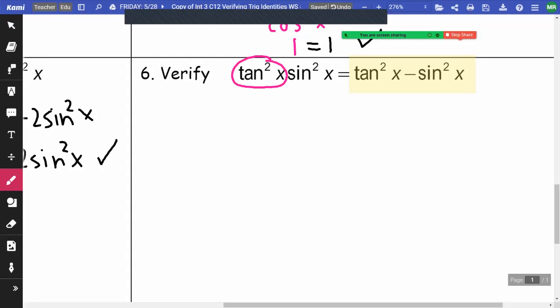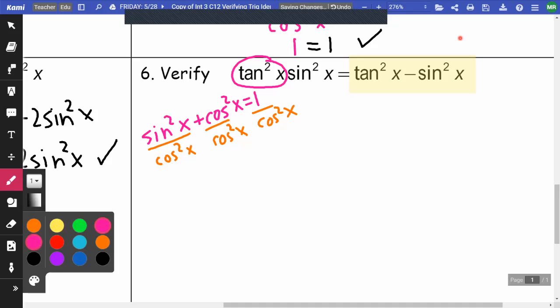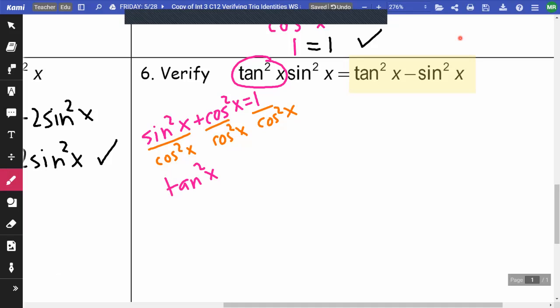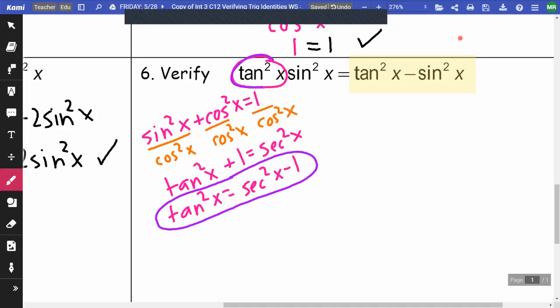Just a little reminder, I can write the formula out, but I want us to understand where it came from. Sine squared x plus cosine squared x equals 1. If I divide by cosine squared x, each term, I would end up getting tangent squared x plus 1 equals secant squared x. I'm going to be rewriting it as tangent squared x is equal to secant squared x minus 1. This is what I'm going to do with this tangent squared.